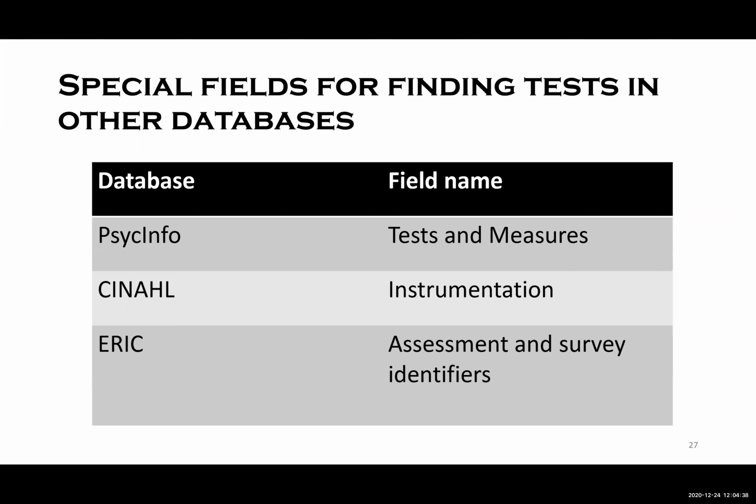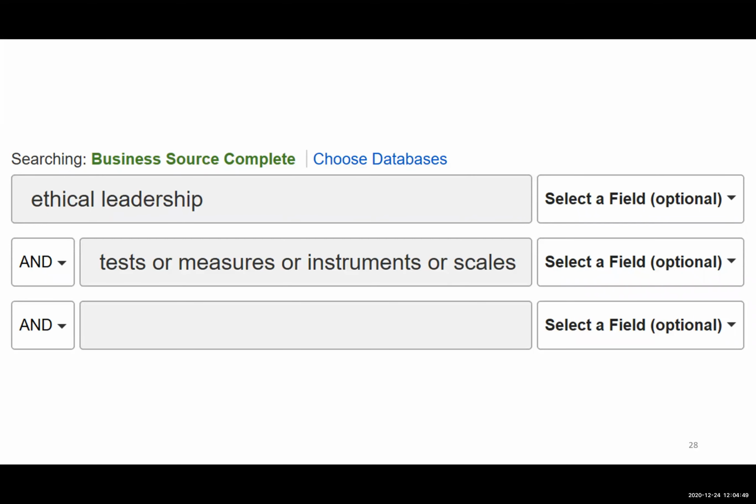Note that the Tests and Measures field is a special feature of the PsycINFO database. Some databases have a similar field, but call it something different. If a database does not have a special field designated for tests and measures, try putting your topic in the first search box and a string of keywords such as tests or measures or instruments or scales in a second search box. Be sure to include the word or between each type of measure. The word or tells the computer to find articles on ethical leadership, which also mention either tests or measures or instruments or scales.